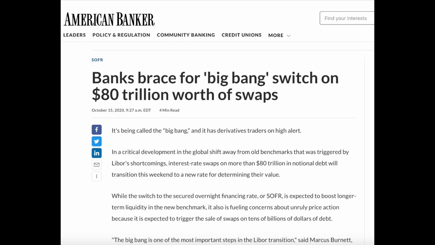It says, banks brace for big bang, switch on 80 trillion worth of swaps. So this is not even the whole thing. This is just part of the derivatives market, because I think there's a lot more, of course, than 80 trillion worth of swaps. So let's go through this article.